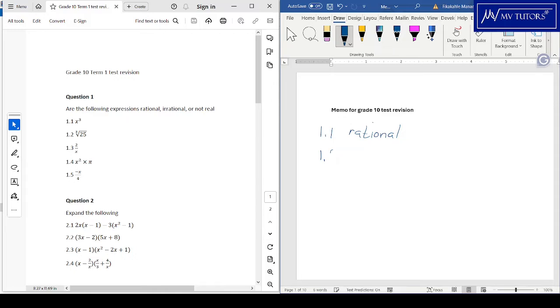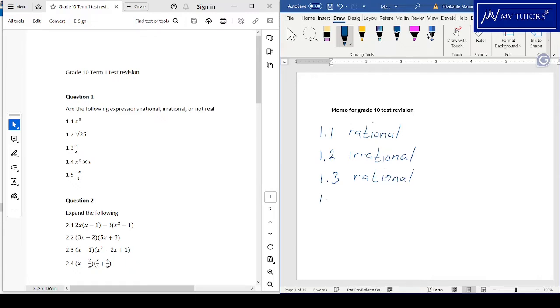So let's look at 1.2. This one will not give me a perfect answer, a whole number. It will give me a decimal, the cube root of 25. So this one is definitely irrational. Okay, then 1.3, 2 over x, x is an integer, so because it's a fraction of integers, that makes it rational. So that one is just rational.